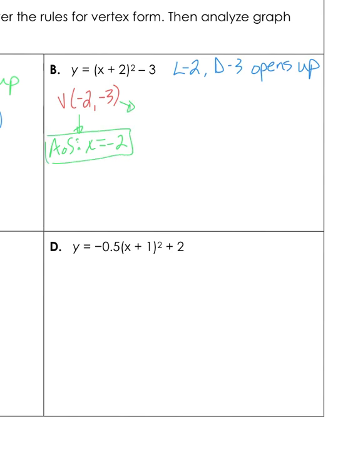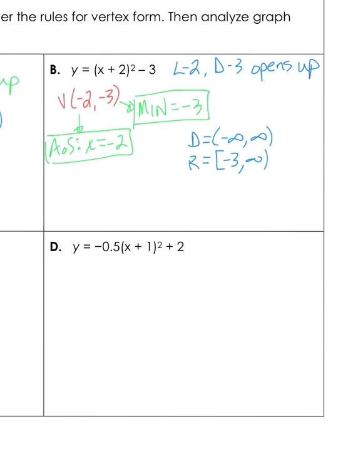Then I get from the y value and the fact that it opens up that I have a minimum value, which equals negative 3. That helps me with my domain and range. So my domain is negative infinity to positive infinity, as always. My range, my minimum, my lowest value is negative 3, and it can only go up from there.